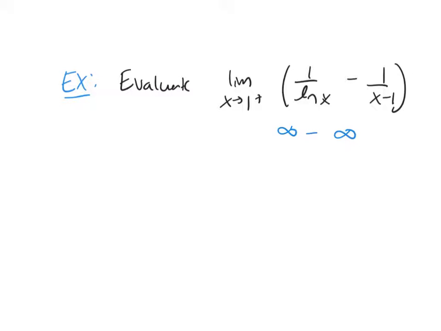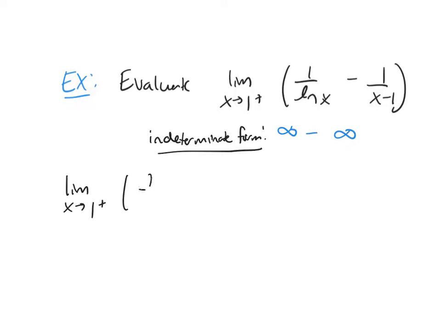This is a different type of indeterminate form. This is still an indeterminate form. You cannot determine the limit if it says infinity minus infinity. That does not mean that the limit is 0. So we're going to take our limit here.